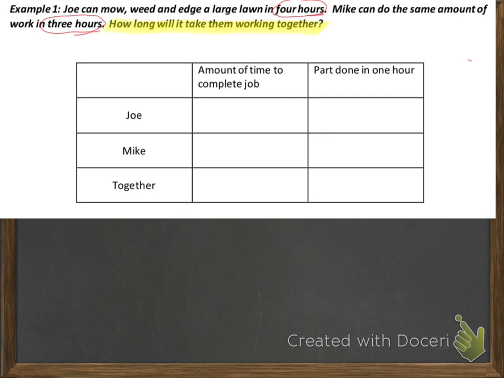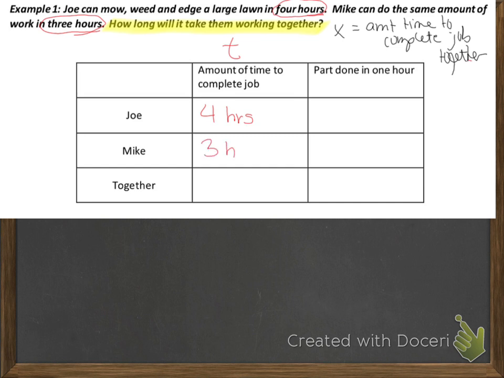And then I'm going to label it, and I'm going to say that X is the amount of time to complete the job if they work together. Okay, notice I've already created a table for us here. The first column is the time, the amount of time that it takes them to complete the job. Let's fill in the table based on what the problem says. The problem says that it will take Joe 4 hours to complete the job all by himself. It says that Mike will take 3 hours to complete the job all by himself.